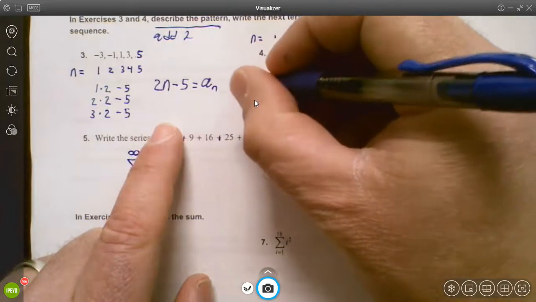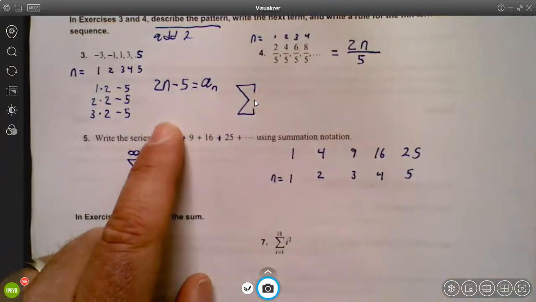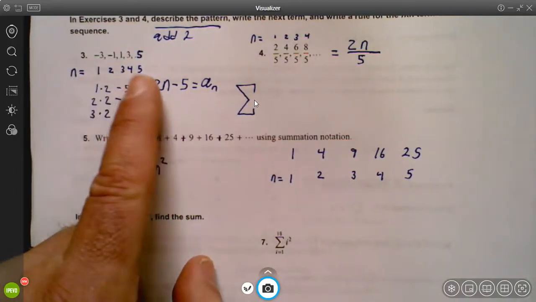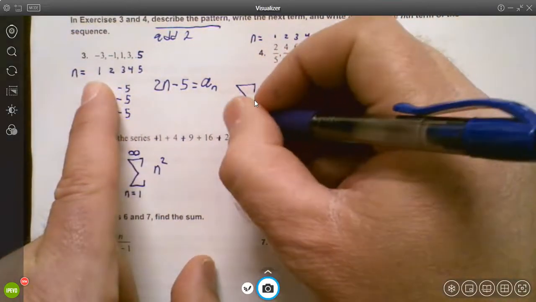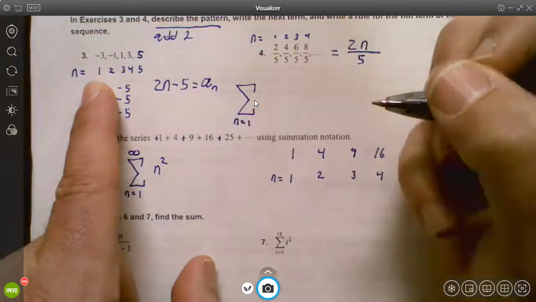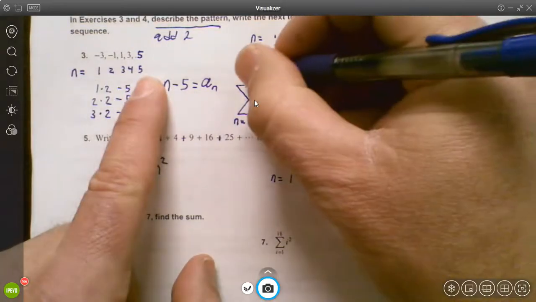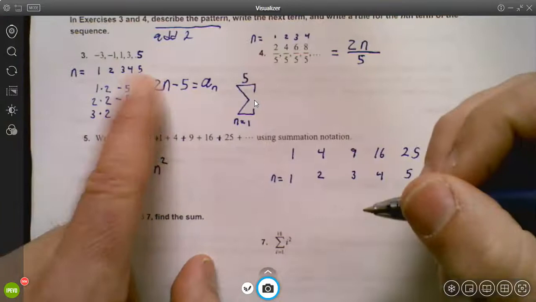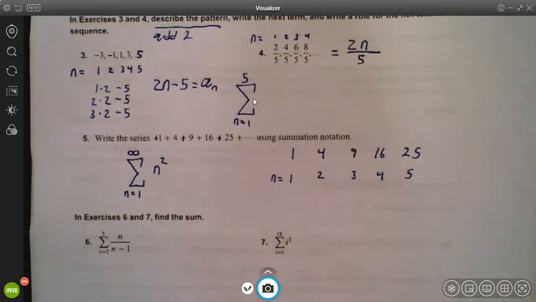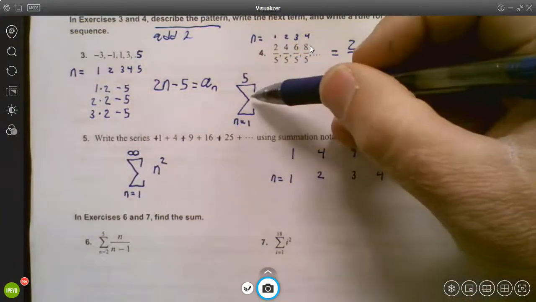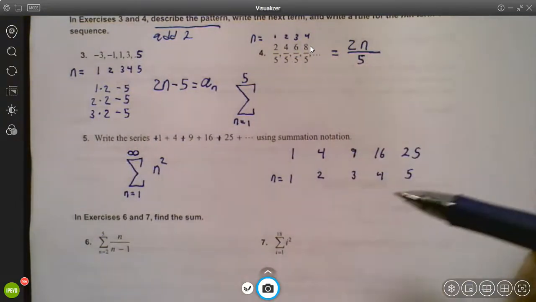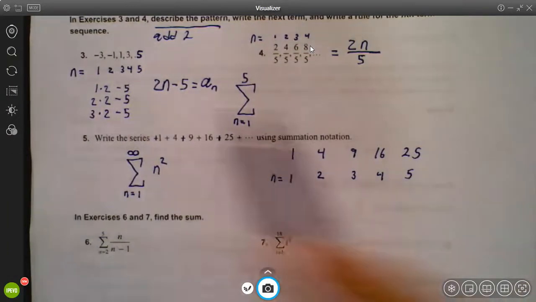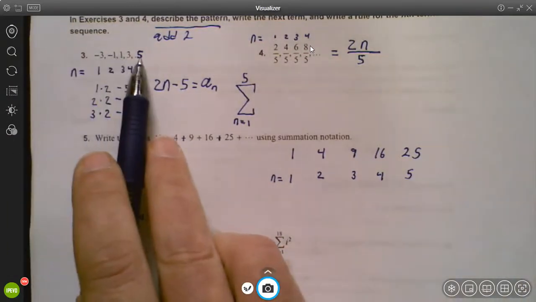So set up your sigma. And remember, we always start by identifying which term we're starting with and which term we're ending with. We're pretty much always starting with the first term, so I'm going to say n equals 1. I am ending with the 5th term, so we put a 5 on here. So that would tell anybody looking at this that we are finding the sum of terms 1 through 5. Right? We're finding the sum of the first 5 terms. In other words, I am adding those together.